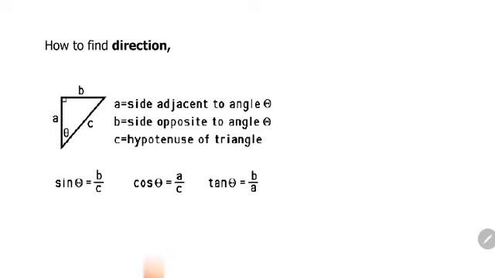Diba, when we're describing a vector, we need the magnitude and direction. So, ito naman, direction. Paano mo siya hahanapin? Kailangan mo ngayon ng tinatawag nating trigonometric function. Trigonometric functions. So, we have three: the sine function, the cosine function, and the tangent function.